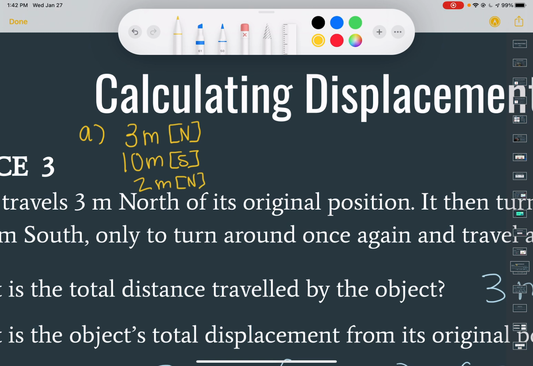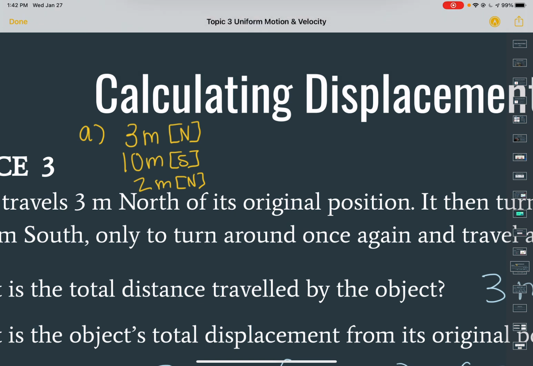So we're trying to figure out displacement. Something that's really going to help us here is changing these letters, these north-south, to negatives and positives, because that's going to help us easily put it in our calculator. So remember our north, east, south, west. We've got positives at the top, negatives at the bottom. This is a negative and this is a positive. So when we're going north, it's positive. So I'm going to write 3 meters positive. 10 meters south, that's a negative.